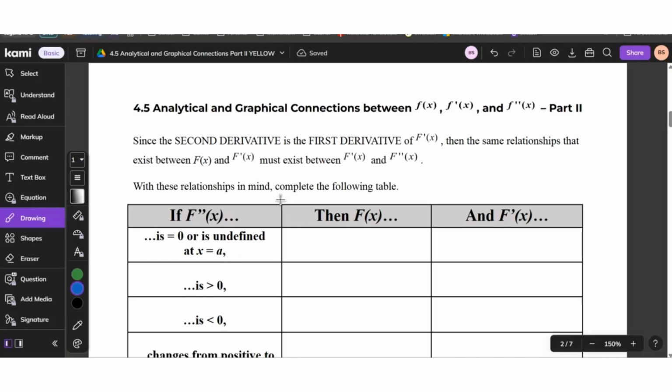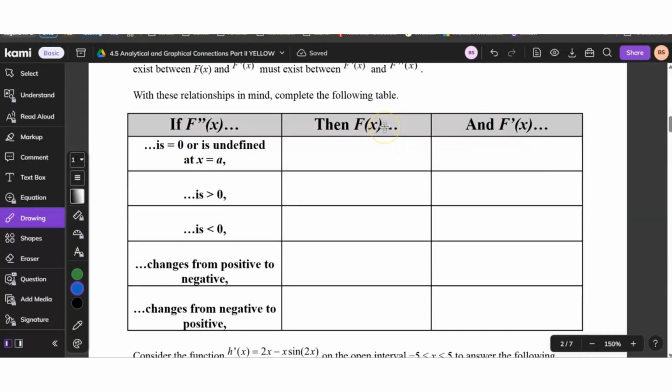Alrighty, so since the second derivative is the first derivative, hey guys, listen to this. You got to remember this. Matthias, stop laughing. Pay attention. Emilio. The second derivative is the first derivative of the first derivative. What? You heard me. Then the same relationships exist between f and f prime as between f prime and f double prime. So therefore, if the second derivative is 0 or undefined, then the original has a potential what? POI. Exactly. Point of inflection.